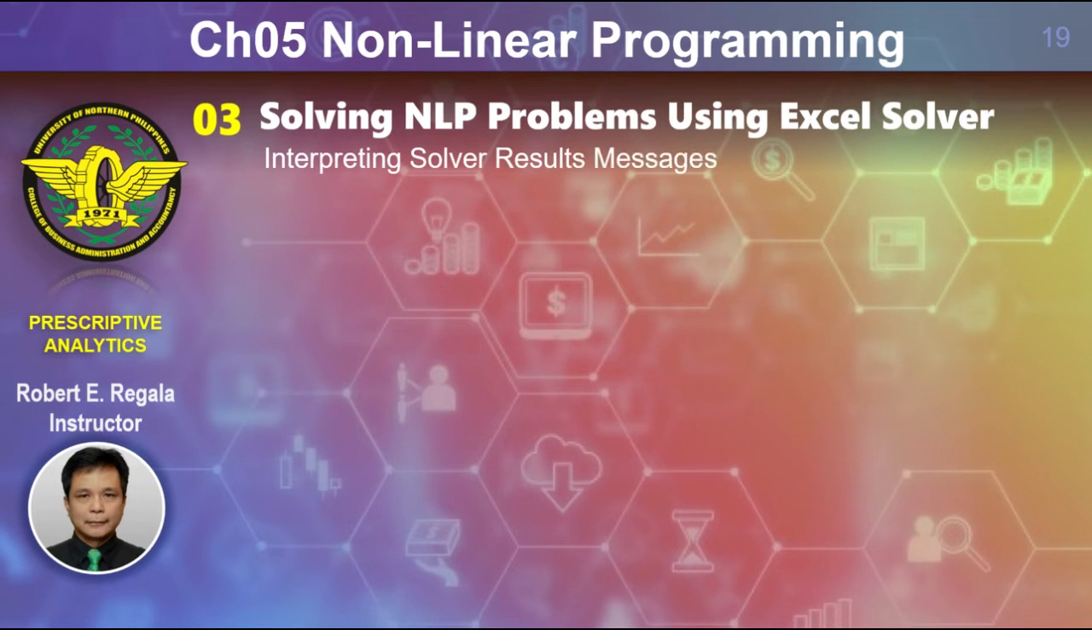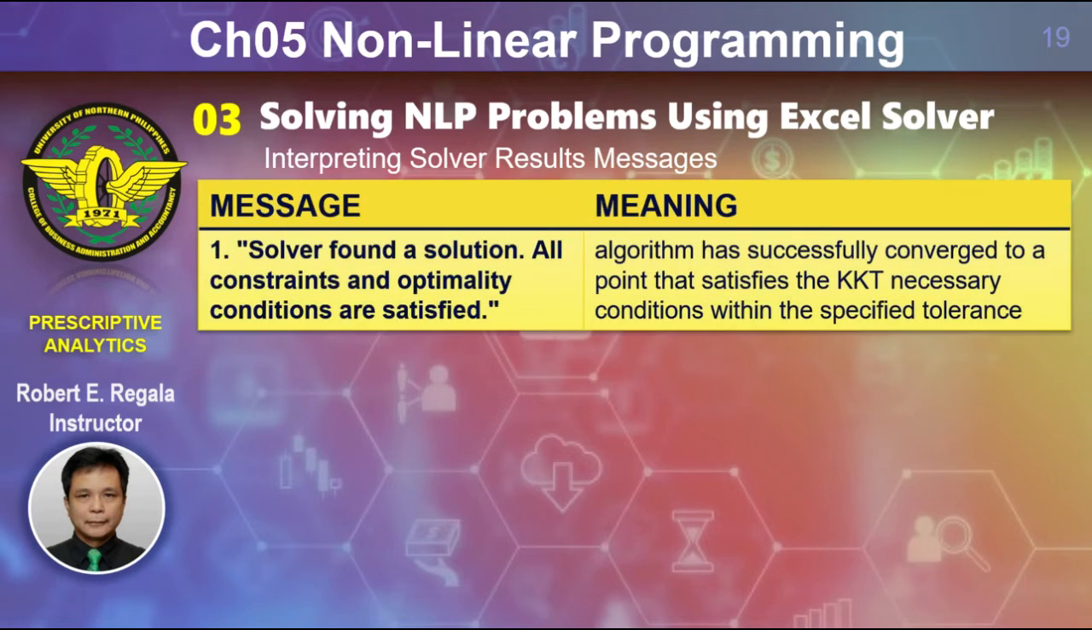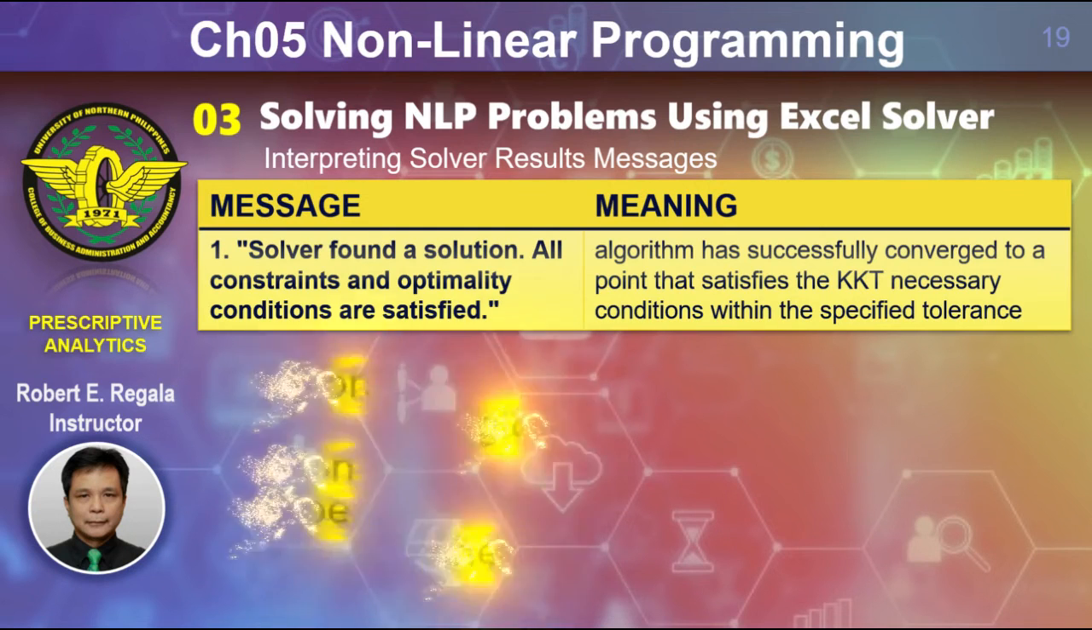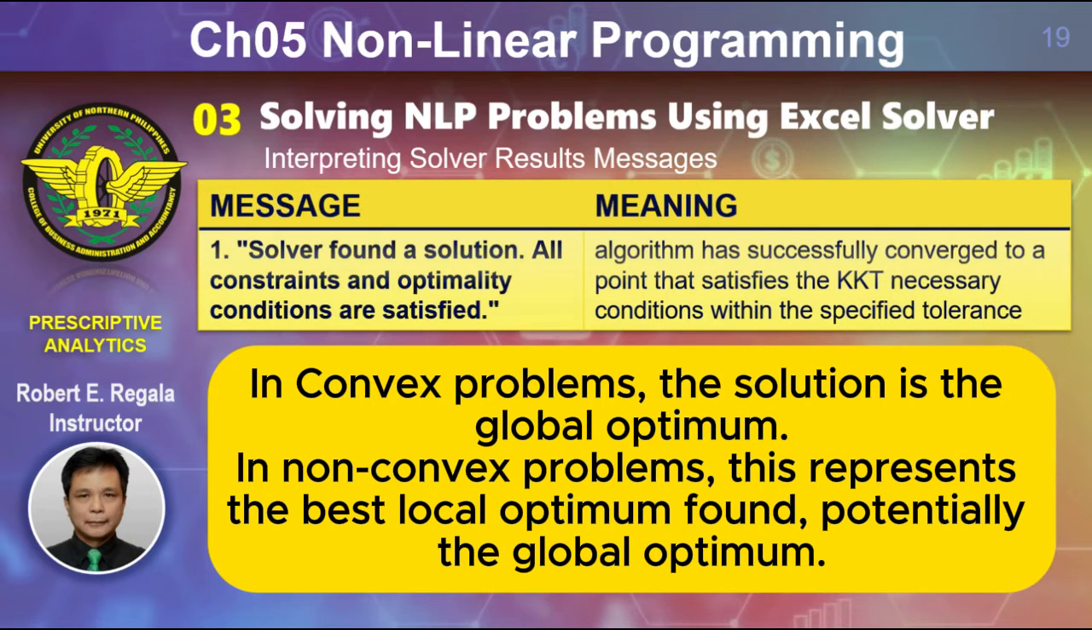Interpreting Solver results messages. The solver engine communicates the outcome of the search through specific result messages, which must be correctly interpreted, especially in the context of NLP. 1. Solver found a solution. All constraints and optimality conditions are satisfied. This is the ideal outcome, indicating that the algorithm has successfully converged to a point that satisfies the KKT necessary conditions within the specified tolerance. In convex problems, this is the global optimum. In non-convex problems, this represents the best local optimum found, potentially the global optimum if multistart was effective.